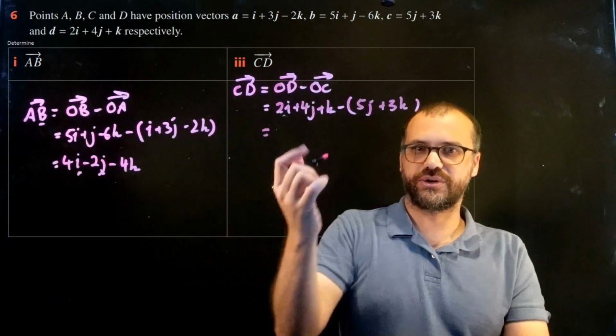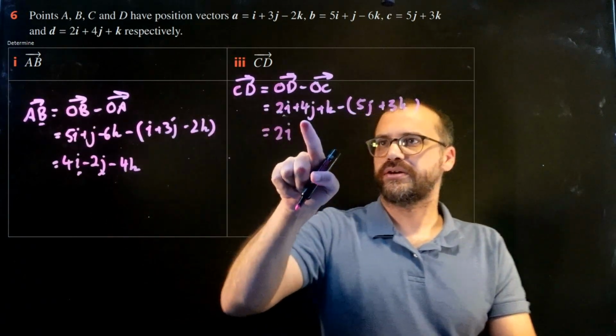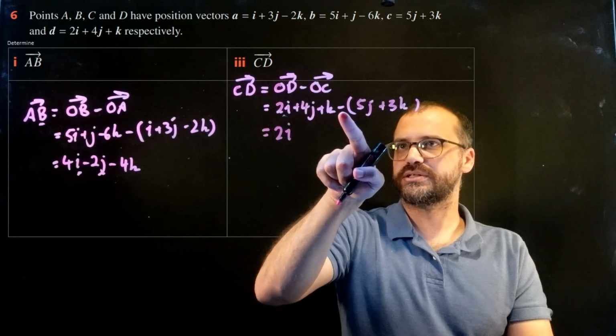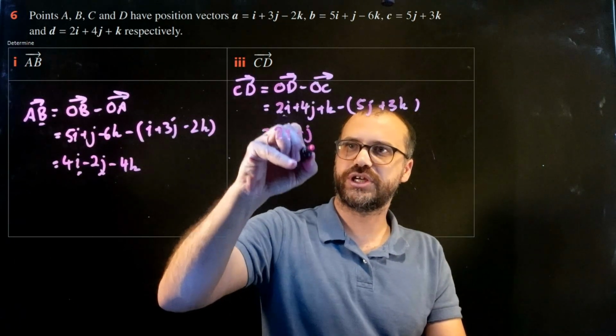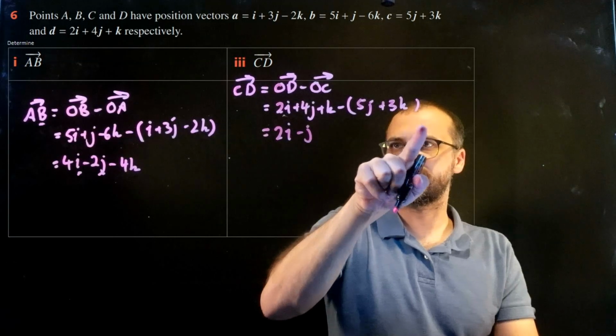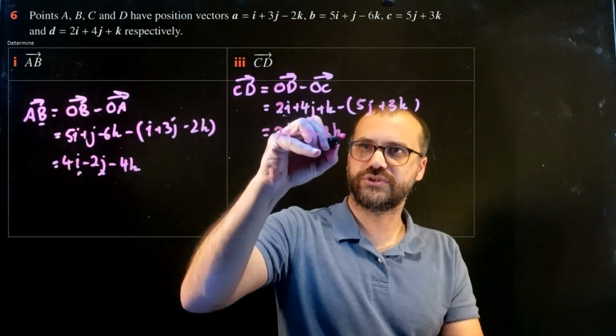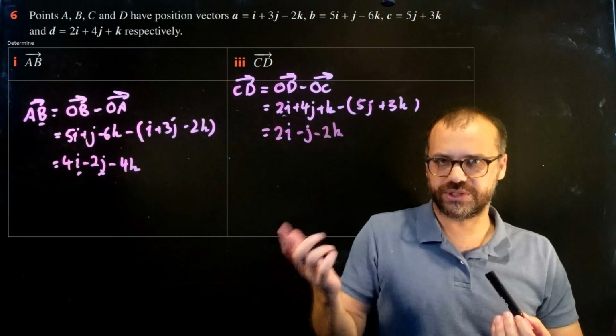2i, since there's no i, so just 2i. 4j minus 5j, that's negative j. And k minus 3k is negative 2k. Just like in the last question, I can double check.